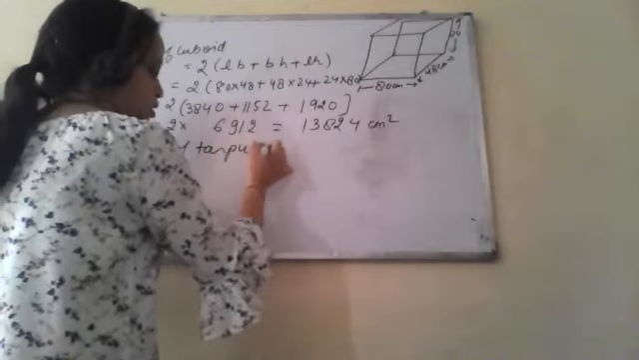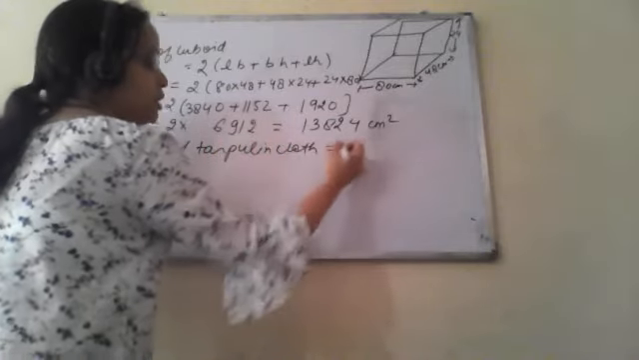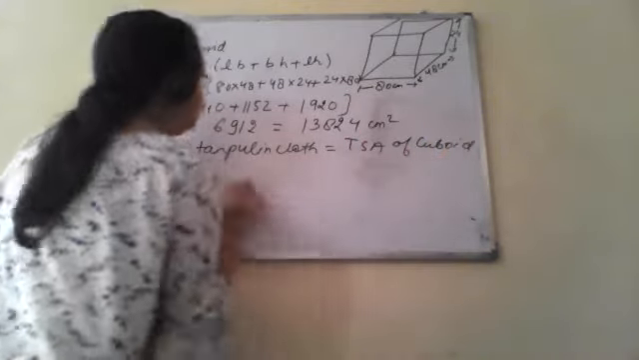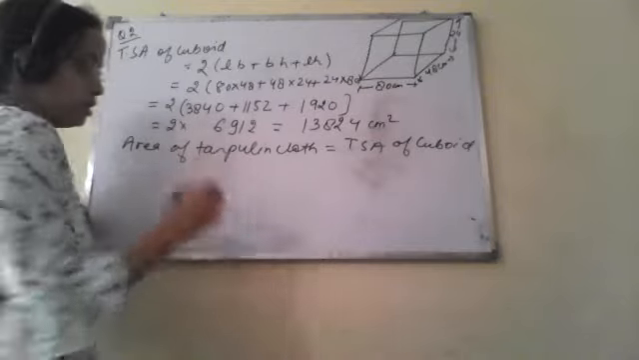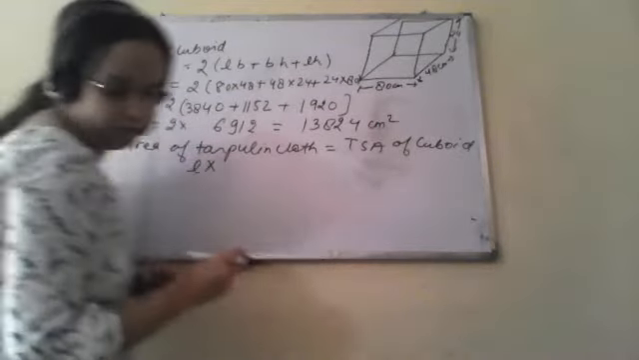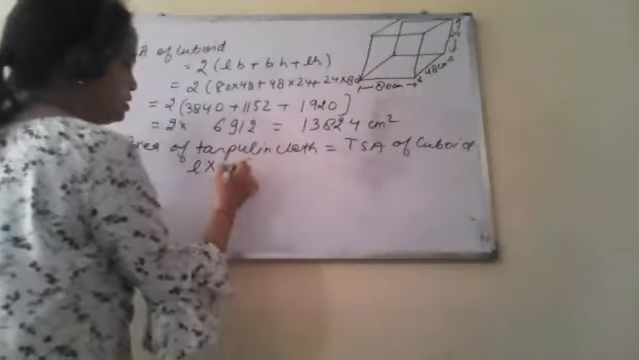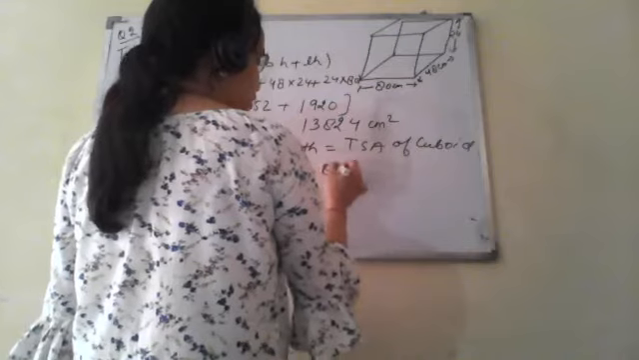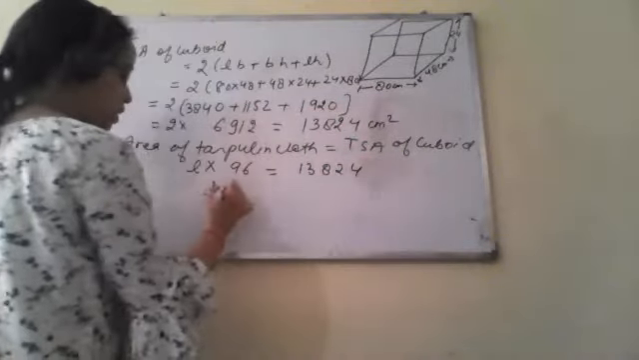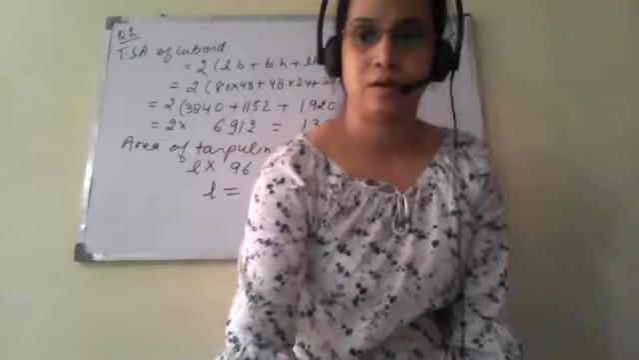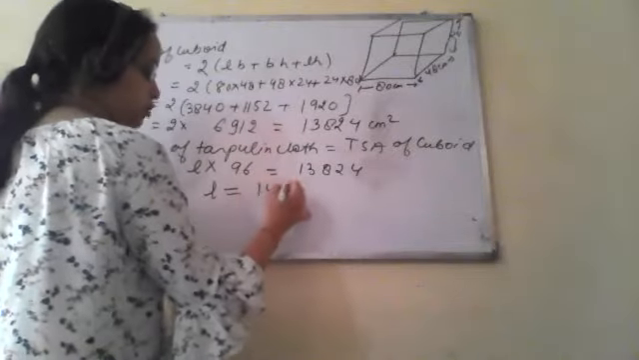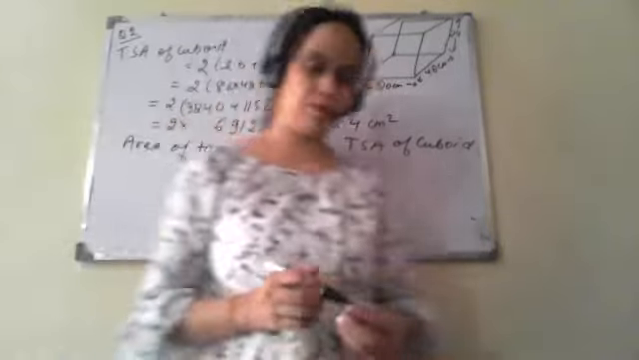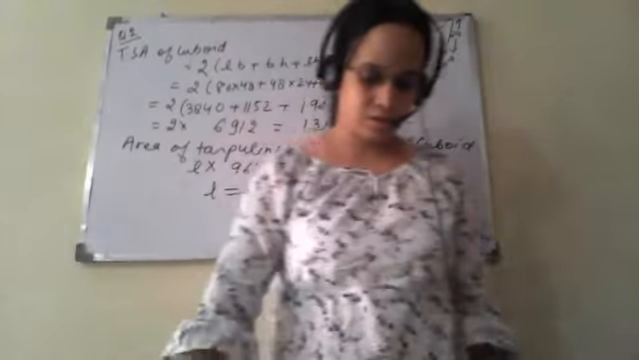So this concept will apply: the area of the tarpaulin cloth will be equal to the total surface area of cuboid. Tarpaulin cloth is a rectangular figure, so length we have to calculate. Width we have 96 centimeter, and this will be equal to 13824. So from here length we will calculate, 144 centimeter. So 144 centimeter of tarpaulin cloth will be required to cover this box.